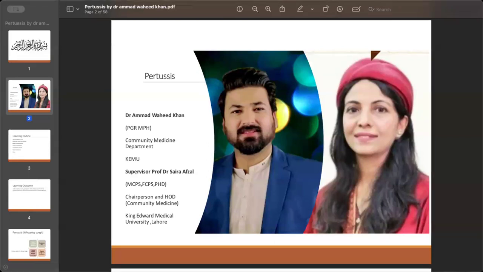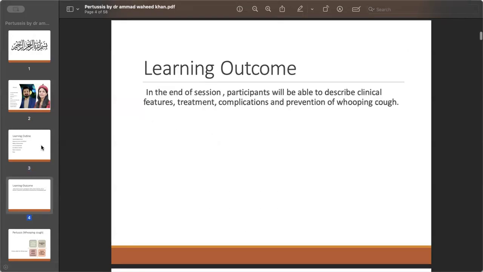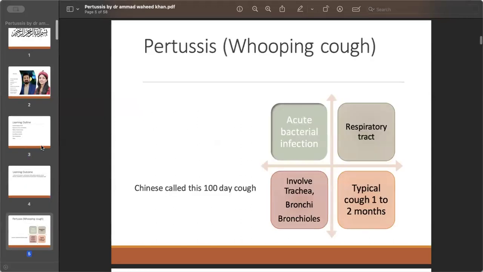Saira Afzal. Today, the topic of my presentation is pertussis. Learning outlines: epidemiological triad, reservoir, source of infection, mode of transmission, level of prevention, surveillance system, recent advances, MCQs. Learning outcome: at the end of the session, participants will be able to describe clinical features, treatment, complications, and prevention of whooping cough.